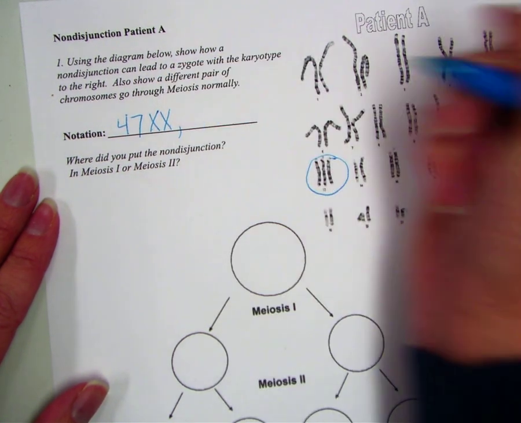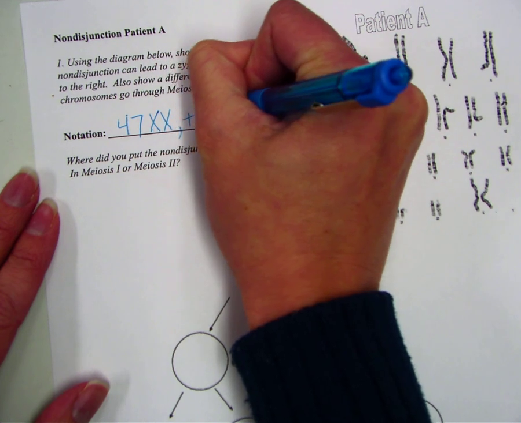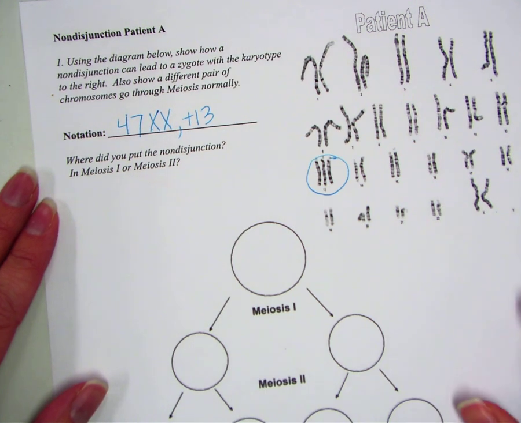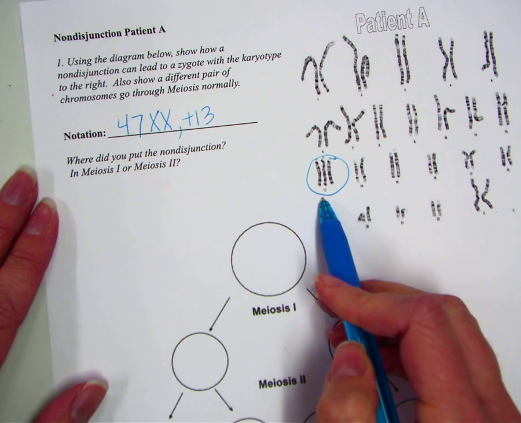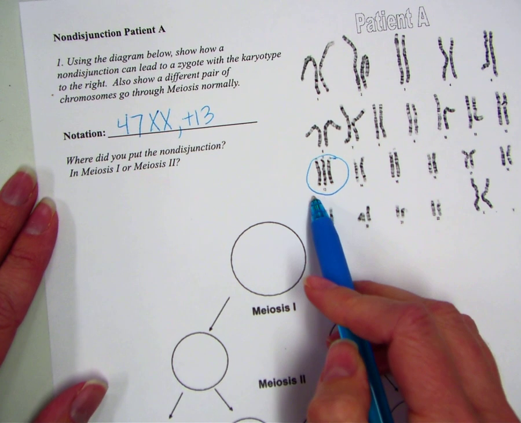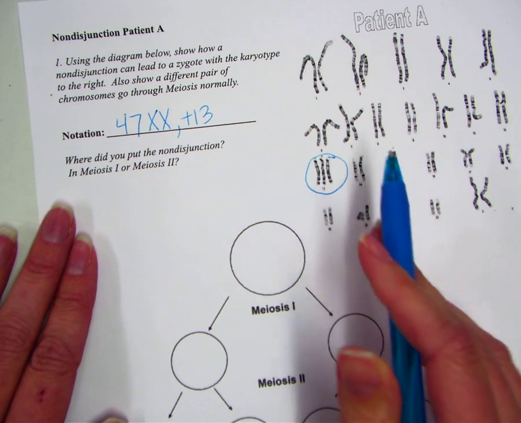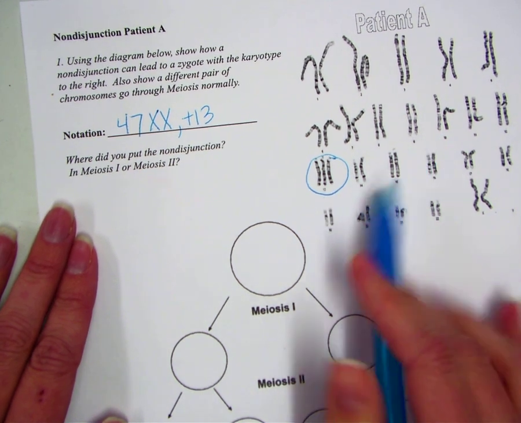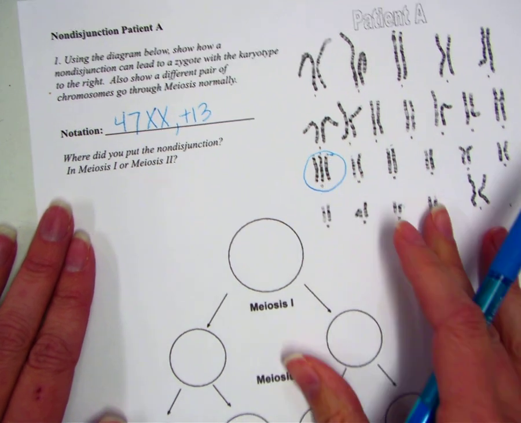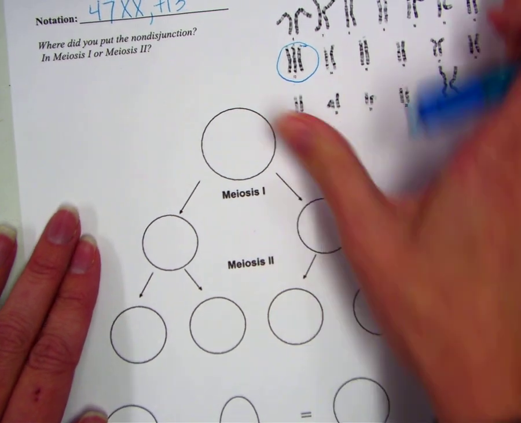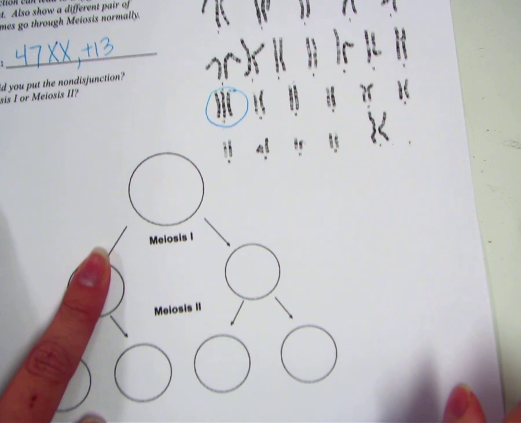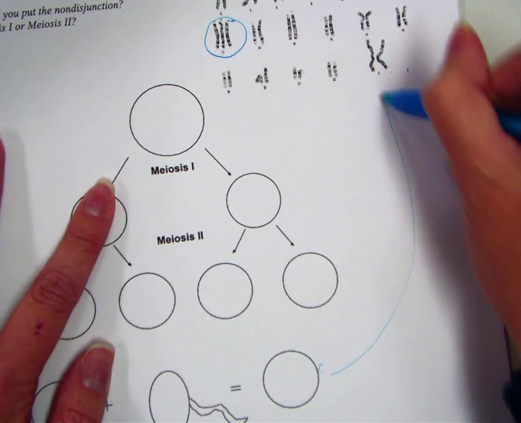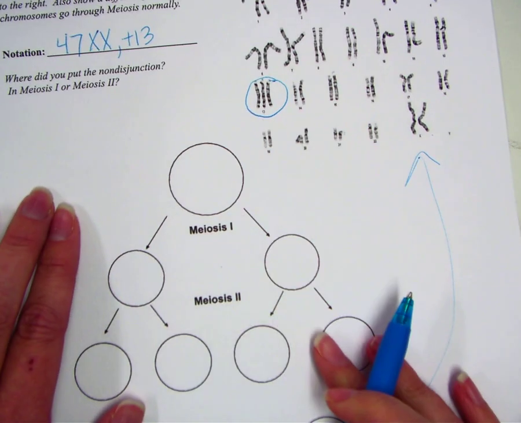And I'll put a comma and I'll say plus 13 to let us know that this individual's extra chromosome is at location chromosome 13. Now, babies that are born with this usually only survive a few days. This is a significant chromosome. How you would end up getting a karyotype like this, how this fertilized egg down here would end up looking like this karyotype is what we're trying to diagram here.